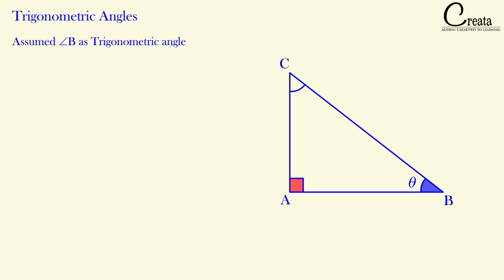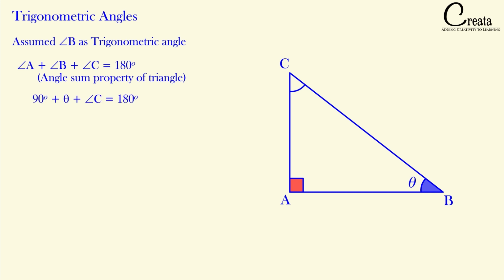So this angle for this case is the trigonometric angle, that is angle theta. What will be the third remaining angle? For that we will apply the sum property of the triangle, that is the sum of three angles of the triangle is equal to 180 degree. Let's put the value. We got the third angle as 90 degree minus theta.